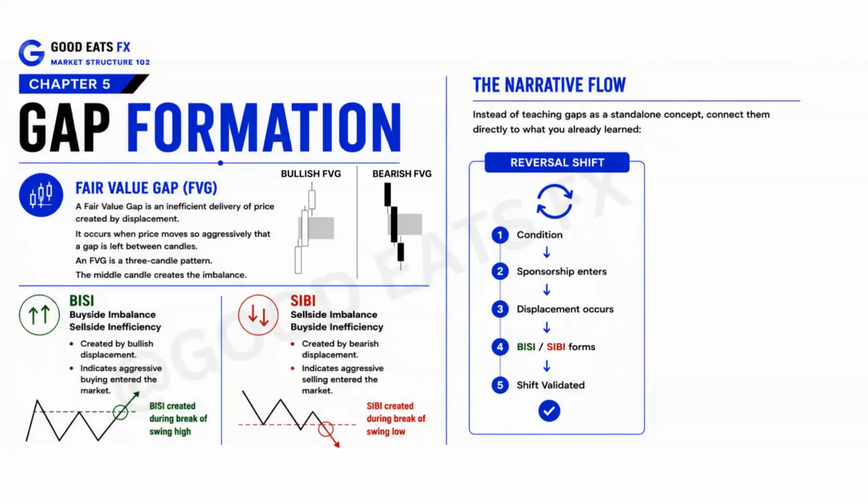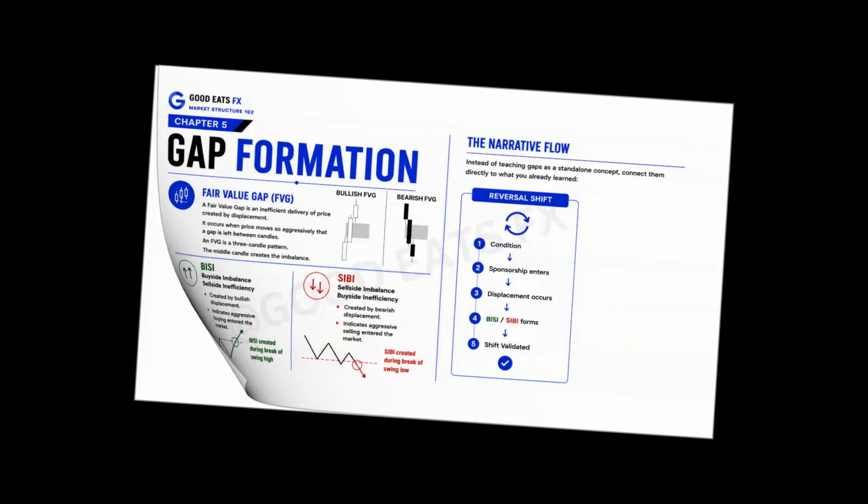So step 1, identify the market condition. Step 2, look for where the sponsorship enters, which is where the impulse move is, followed by a displacement, which is going to create the BISI or SIBI above the swing point and confirming that the shift is validated.